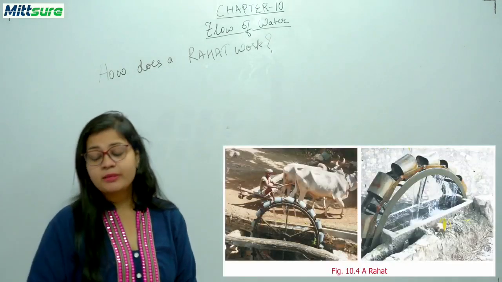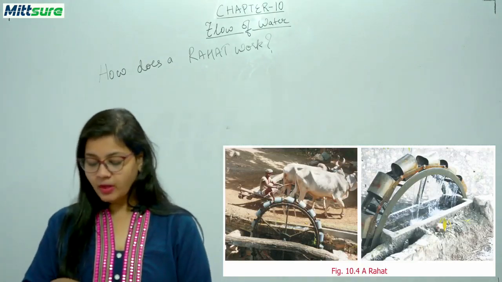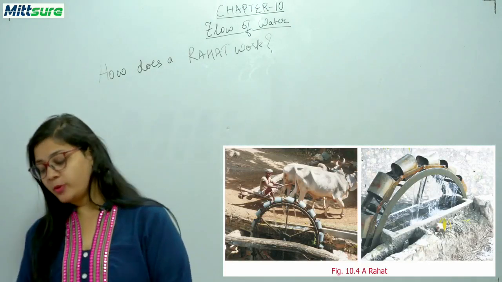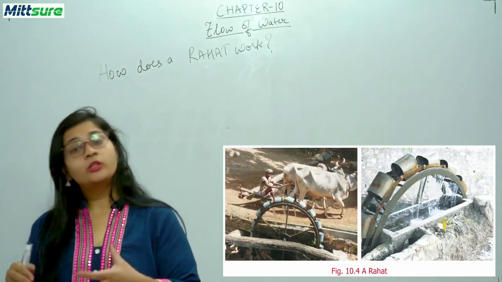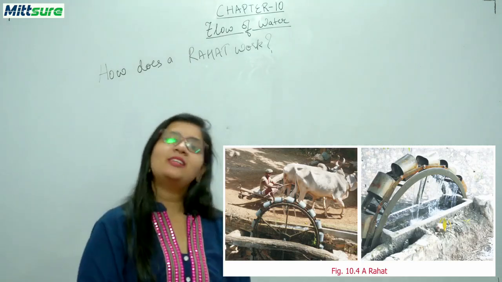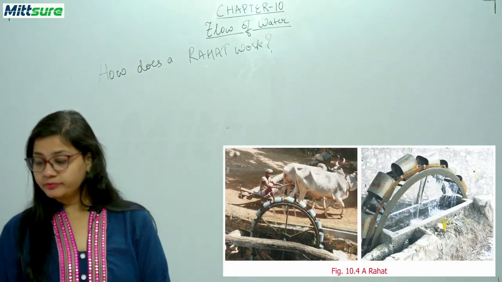So you can see there are images given of this rahat. One is where they see that the ox is there and it is rotating, and another image of the rahat where the water is collecting on the parapet and there is a drain also, जिससे कि वो fields में पानी जा रहा है. So this is how your rahat works.